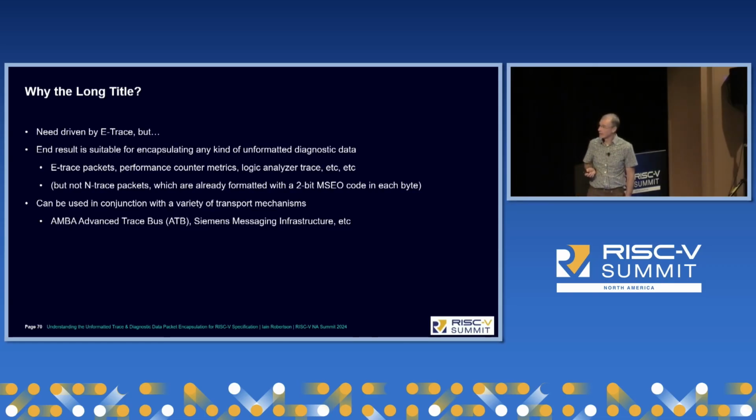Not N-trace packets, which are already formatted. So this is where the unformatted part in the name comes from. They already use a 2-bit code in every single byte, which is used for the formatting. So it's kind of distributed encapsulation, if you like. So hence the unformatted part in the name. And it can be used in conjunction with a whole variety of different transport mechanisms, so it's suitable for use with AMBA ATB, or the messaging infrastructure, which is used by all the embedded analytics IP from Siemens.